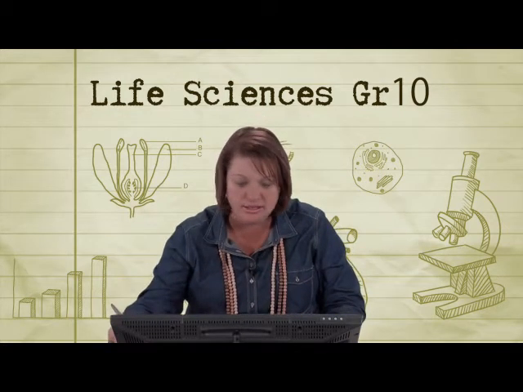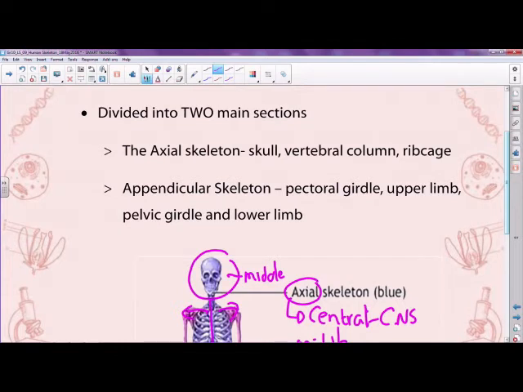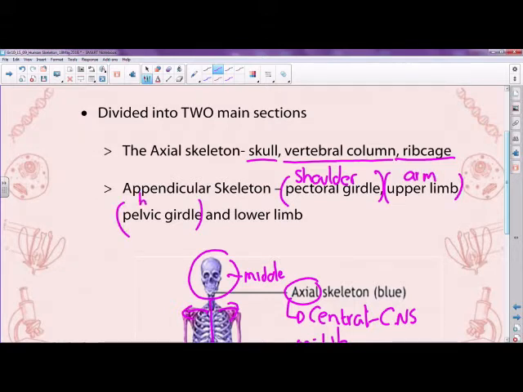Now, when we look at our axial skeleton, what you need to be able to do is label the skull, and label all the different bones of the vertebral column and the rib cage. They form the axial skeleton. The appendicular skeleton is the pectoral girdle, which we commonly refer to as the shoulder; the upper limb, which we commonly call the arm; the pelvic girdle, which we call the hip or the pelvis; and the lower limb, which we call the leg.